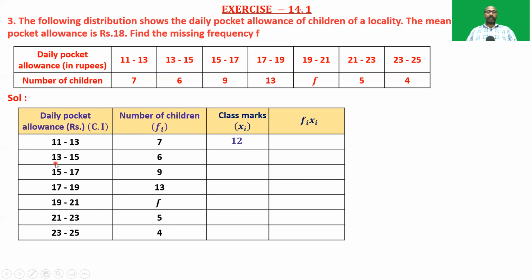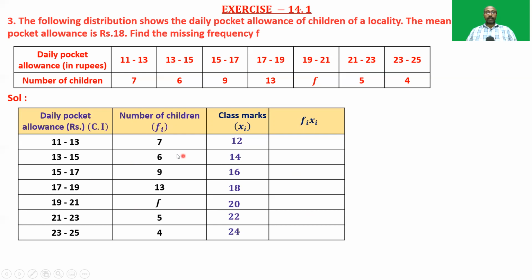And similarly, the value between 13 and 15 is 14. 15 to 17 is 16. 17 to 19 is 18. 19 to 21 is 20. 21 to 23 is 22. As well as 23 to 25 is 24.